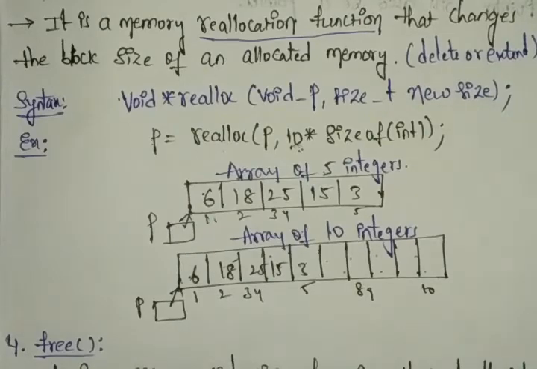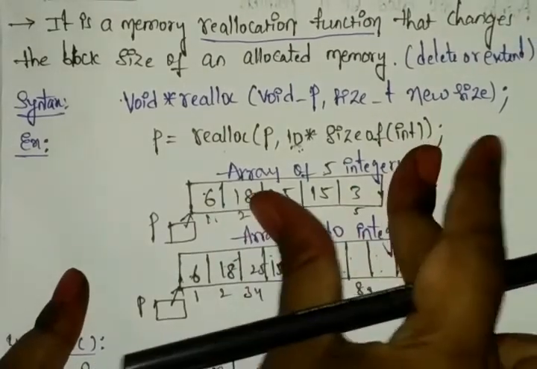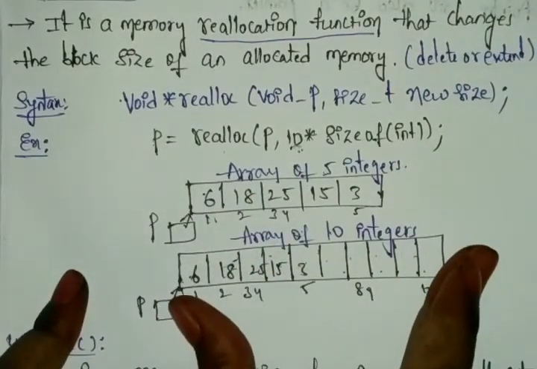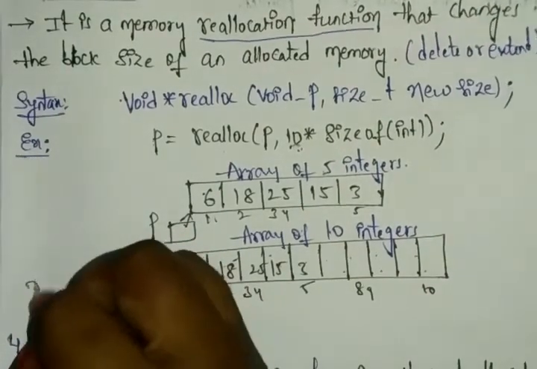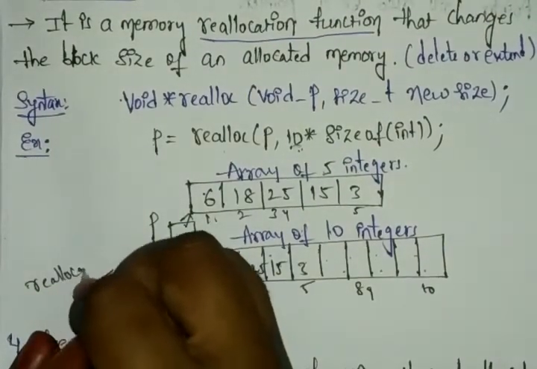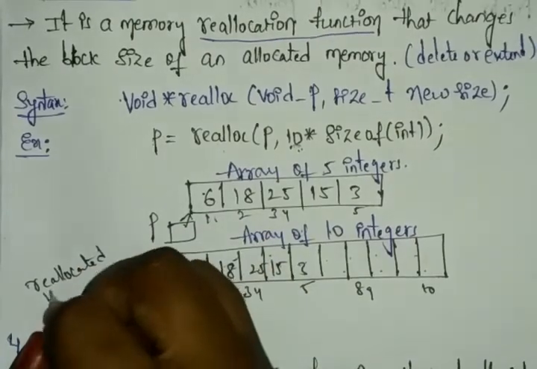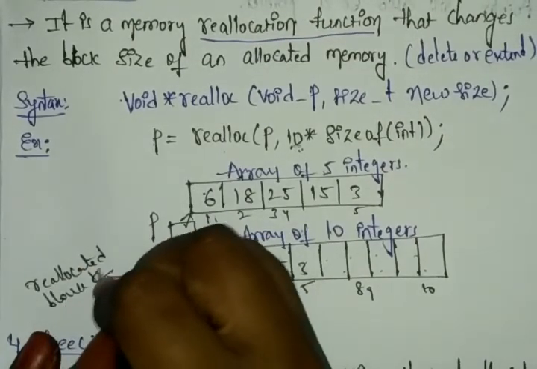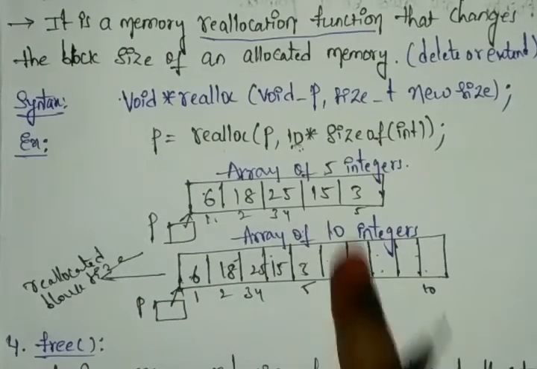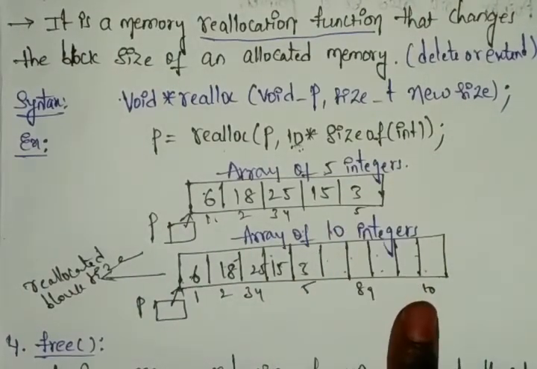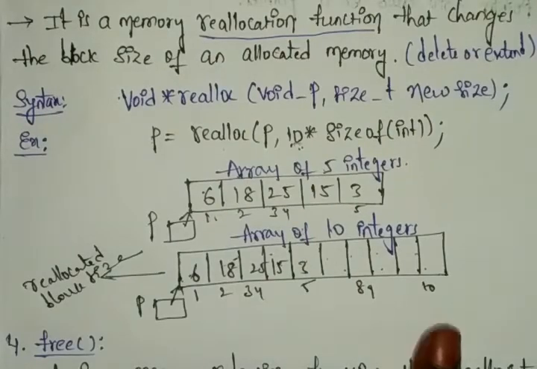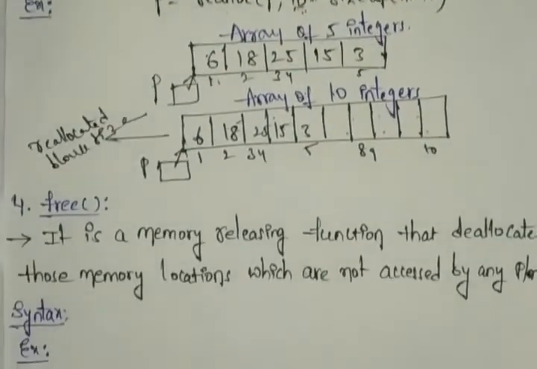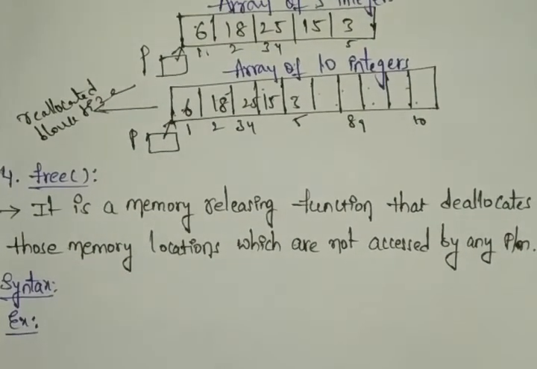This is the reallocation process. Means here the first one is deleted and a new one will be there. So we can call this the reallocated block size. So this is the previous, this is the new, this is the previous, this is the deleted, and now we will have it like this. And next we have the free. The fourth one we have is free.